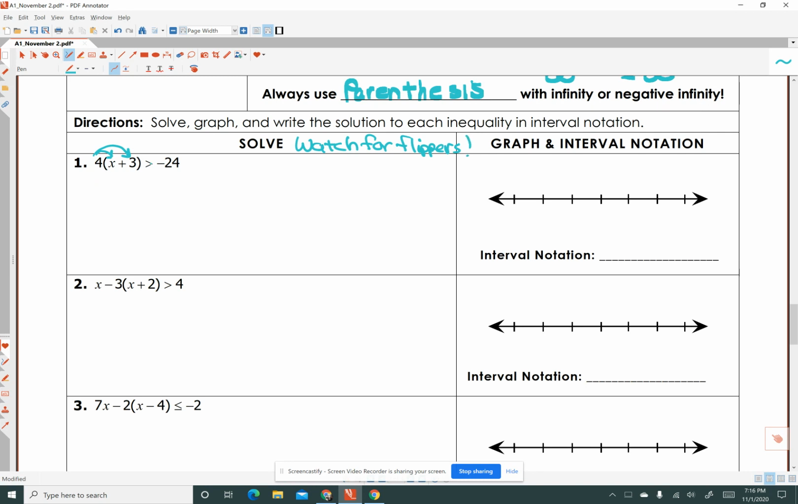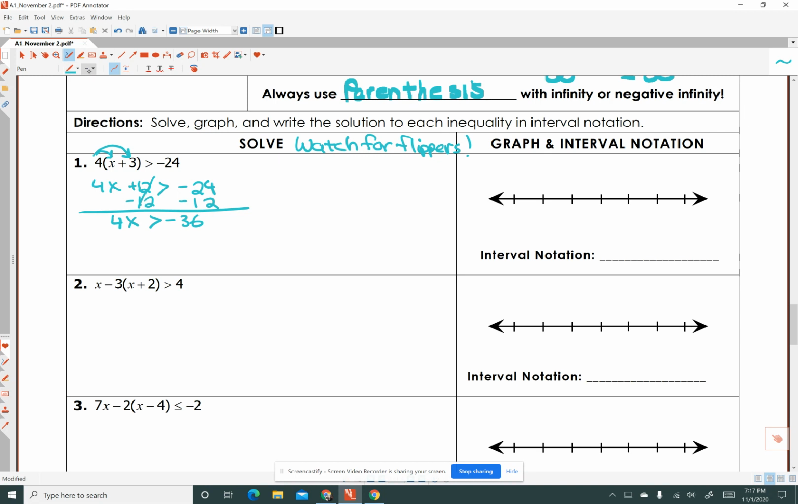Okay, so after distributing, we have 4x plus 12 is greater than negative 24. No, we don't flip the inequality just because there's a negative in the problem. We flip the inequality when we multiply or divide by a negative number. So we're going to subtract 12 from both sides. And 4x is greater than negative 36.